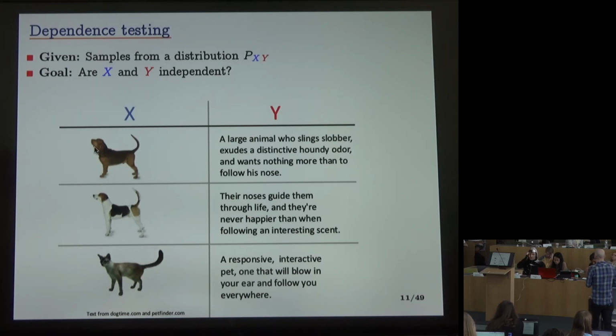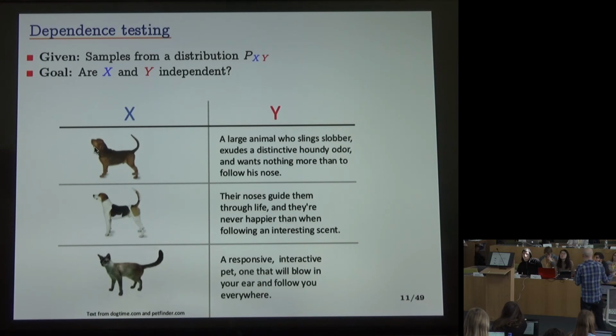What I want is now to discover automatically, without becoming an expert on dogs, whether there exists a relation between X and Y. So whether X and Y are correlated. As Joris will emphasize very strongly, correlation is not the same as causation. All I want to know is whether there exists a statistical dependence between X and Y, between my picture and my caption.